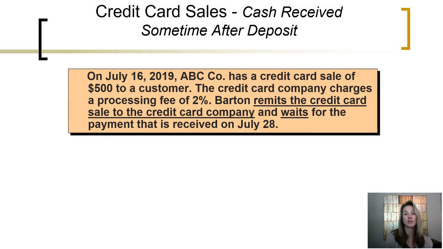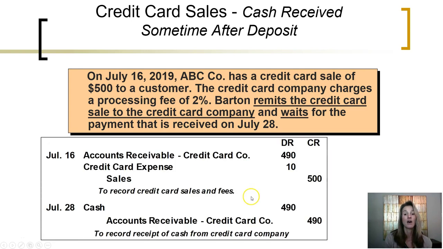Sometimes, though, cash is not received immediately after the deposit. Companies will send their credit card sale receipts to the credit card company, and they will receive payment at some time after. So if on July 16th, ABC has credit card sales of $500 to a customer, the credit card company charges a 2% fee. ABC remits that credit card sale to the credit card company and has to wait for the payment on July 28th. On July 16th, the date of the sale, the revenues are recorded as earned.